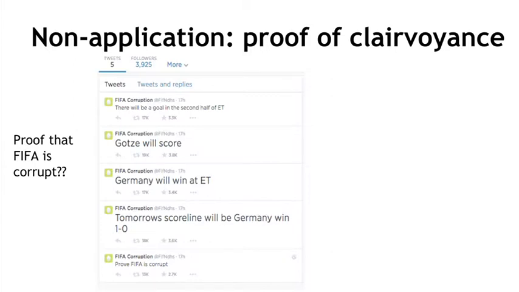So about a month ago, during the World Cup final, it was thought that somebody had actually done this, and they tried to prove that FIFA, the organization running the World Cup, was actually corrupt. And the way they did this is that they showed a Twitter account after the match was over that had tweeted a bunch of outcomes that happened during the game. For example, the fact that Germany won, the fact that Mario Götze would score, and they proved that they had tweeted this before the game actually happened.